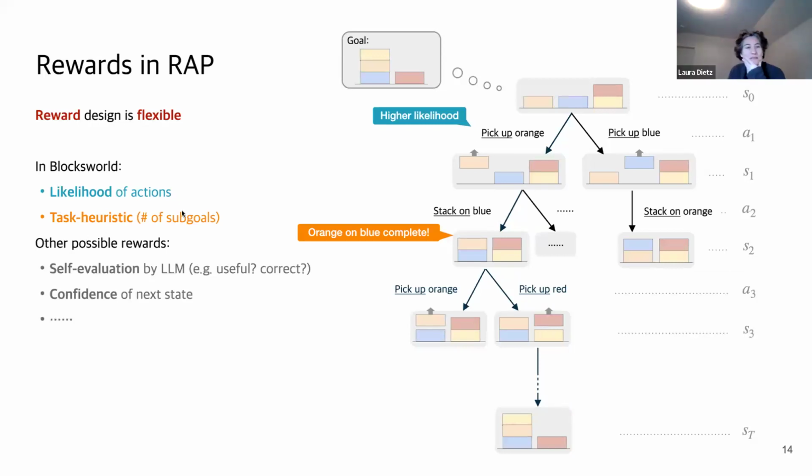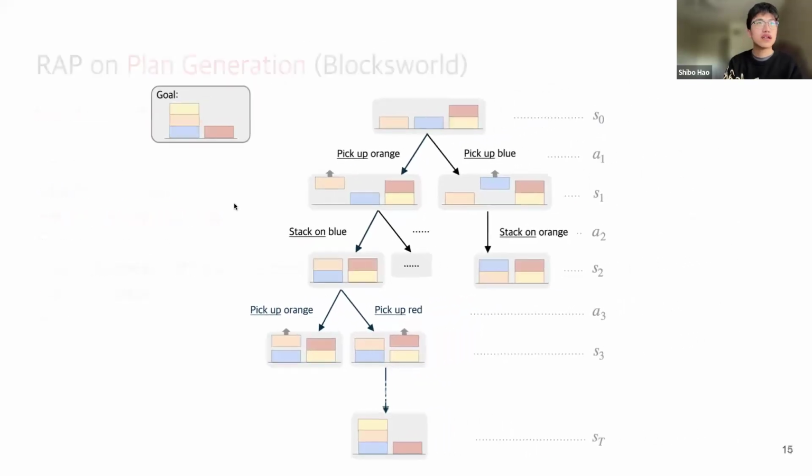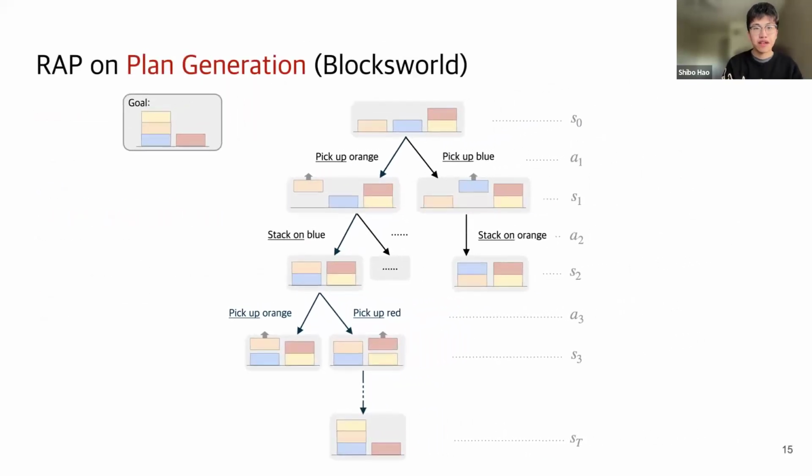Yeah, and this reward can be combined, instead of them being separate options. Basically, in this task, we can add these two rewards so that we can make use of different reward signals. And yes, so basically RAP can be applied to different diverse reasoning tasks in different domains.